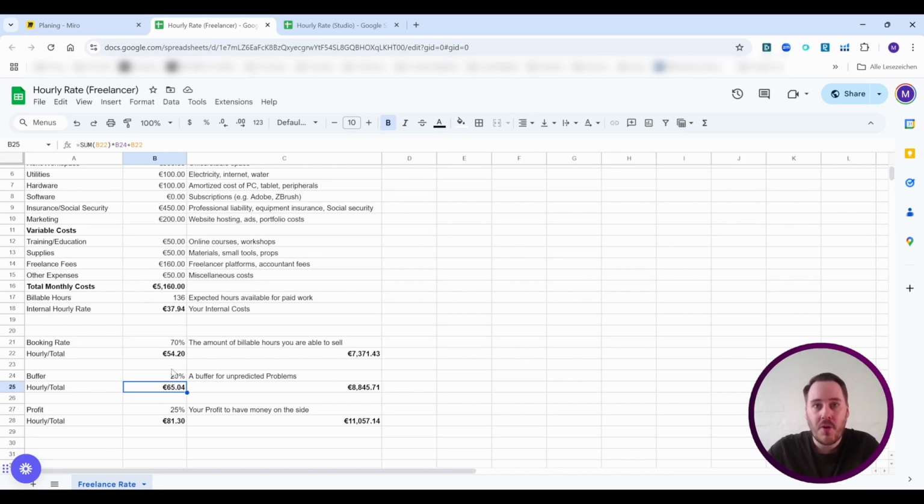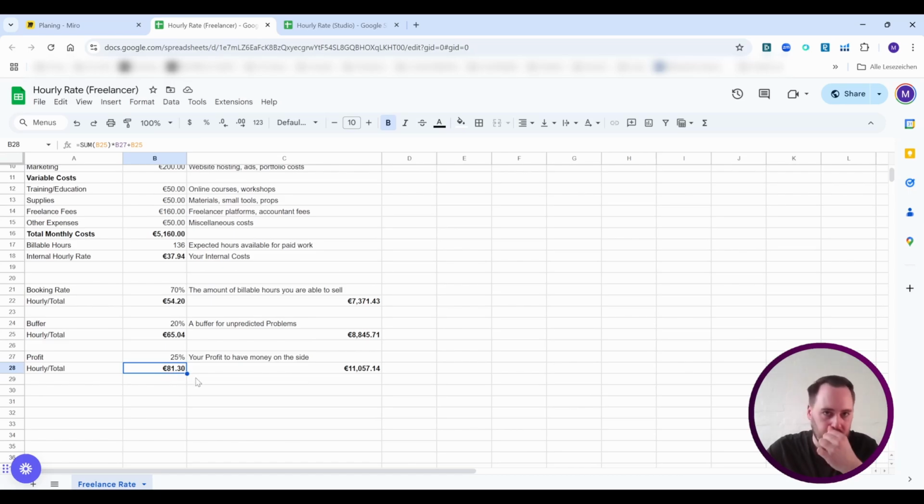But now we want to make a profit to lay money aside for the future. I put in here a profit of 25%, but it's up to you. You can put in 20%, and this table will calculate everything for you. So now you're already at an hourly rate of 81.30 euros. And in Germany, this is a realistic number. Most freelancers, at least senior freelancers, have an hourly rate of about 80 euros. This is a somewhat normal rate.